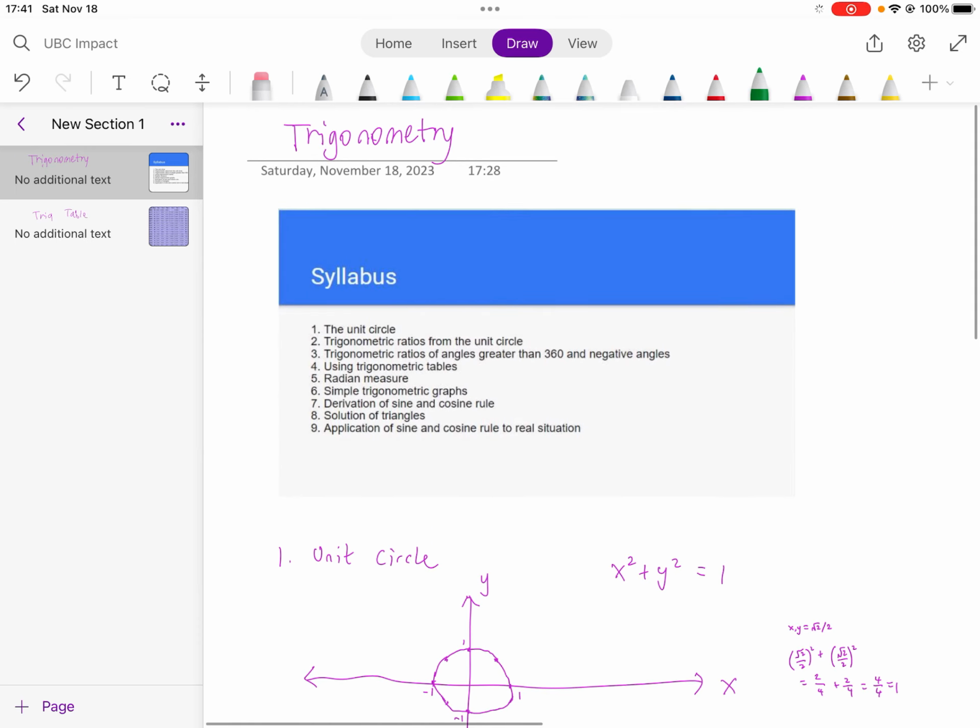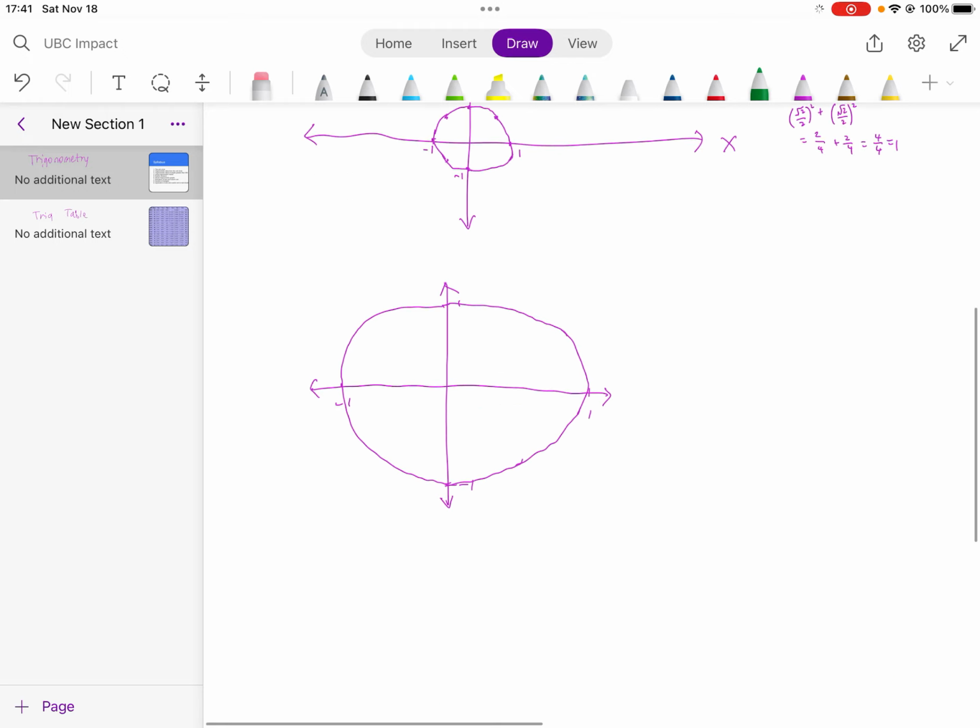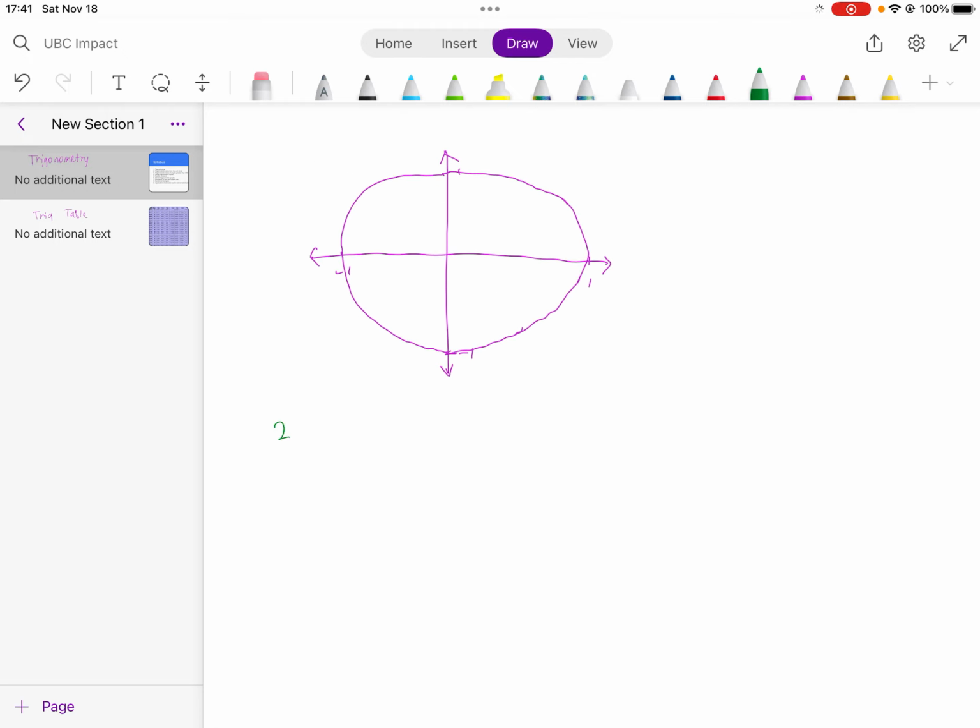Now let's move on to the next topic, which is trigonometric ratios from the unit circle. I am not exactly sure how much you know about trigonometric ratios yet, but there are three main ones called sine, the abbreviation is SIN, cosine, abbreviation is COS, and tangent, the abbreviation is TAN. And each of these, they mean something.